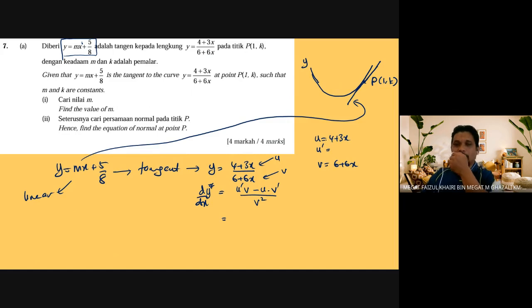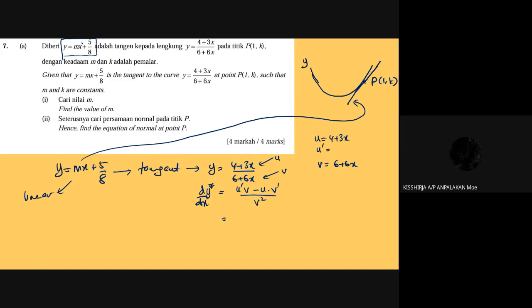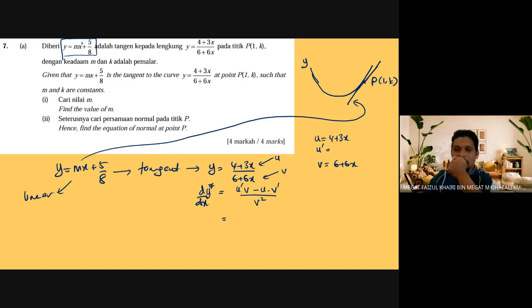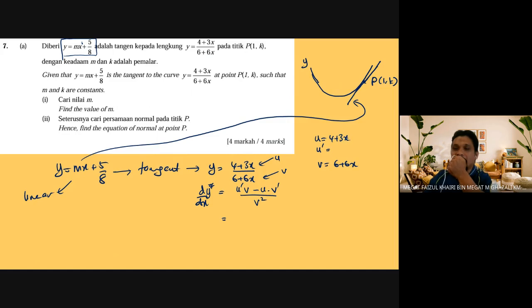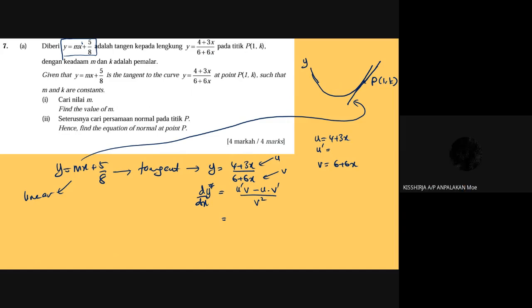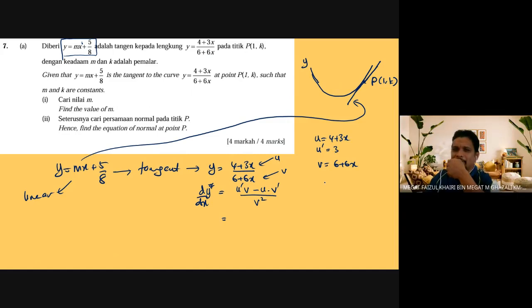differentiate 4, equals nothing, 0. Differentiate 3x, is 3. So u prime equals 3. Then v equals 6 plus 6x, so v prime equals 6. That's it.